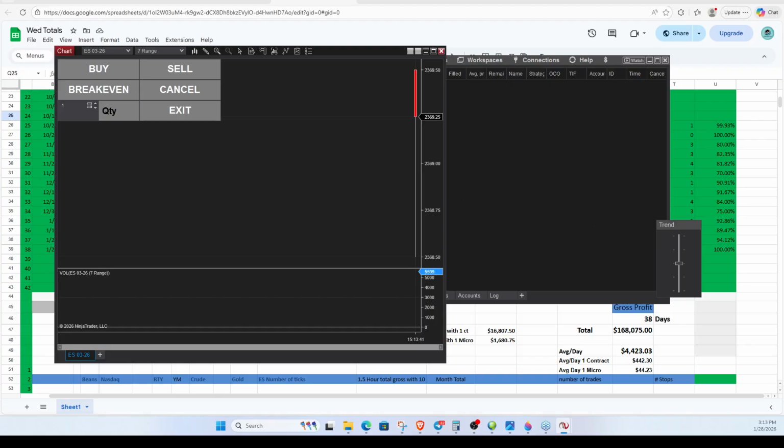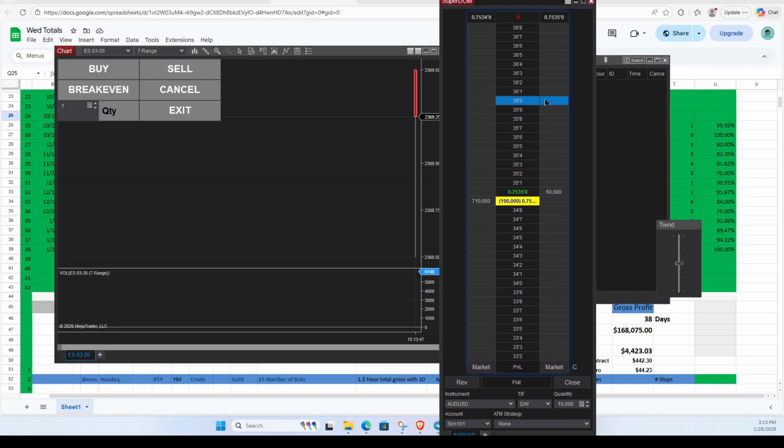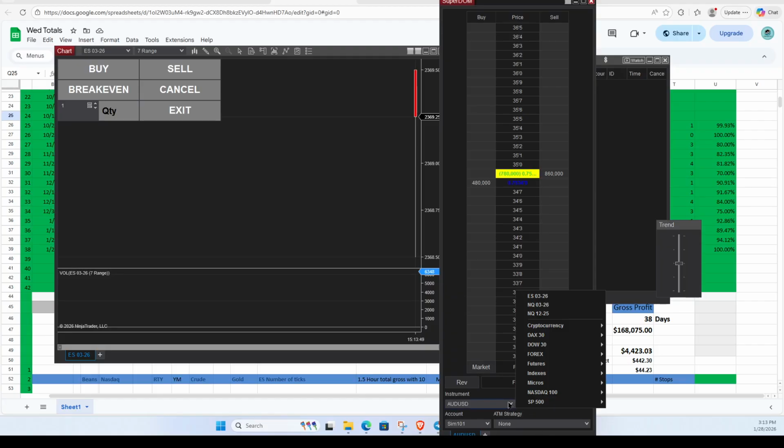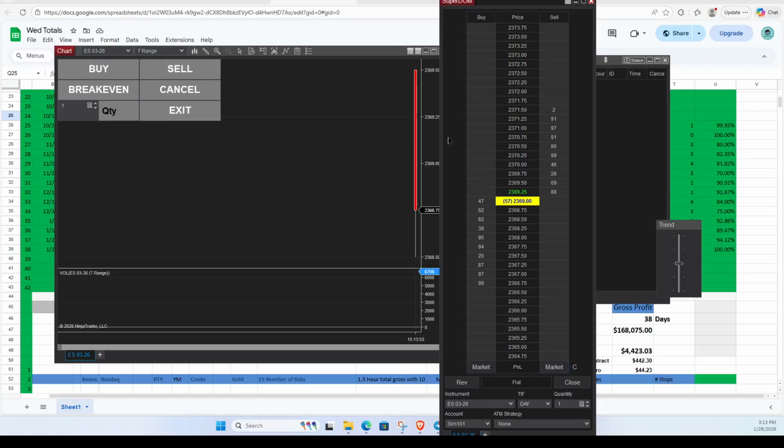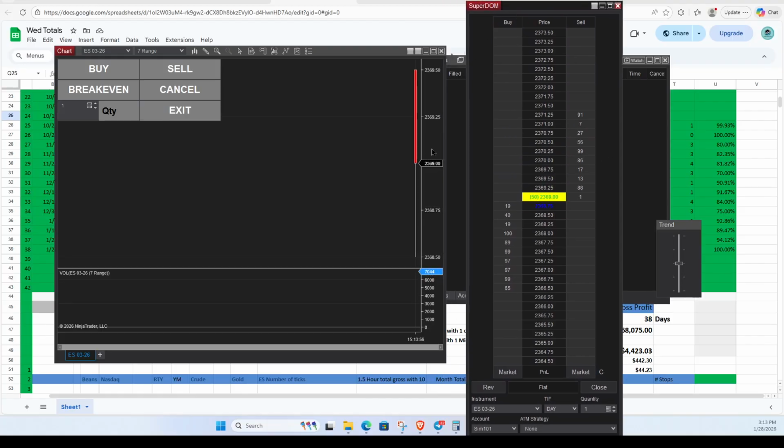Now let me bring over the DOM so you can see what actually happens on the DOM when you do this. Okay. So here's the DOM, and I gotta put this on the ES. So right now, if I click buy, it knows where the bottom of the bar is. It's gonna be keeping track of where the top of the bar is. So I hit buy right now. It puts an order on where the top of the bar is right there.